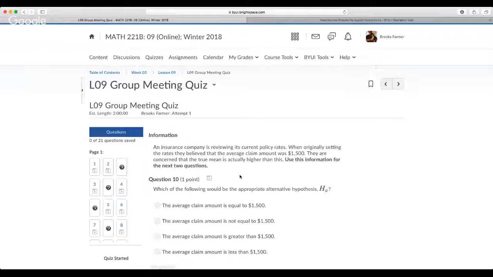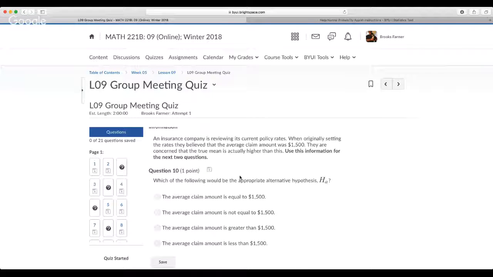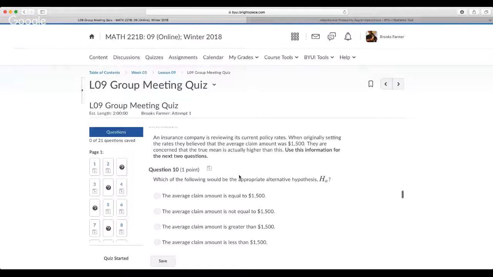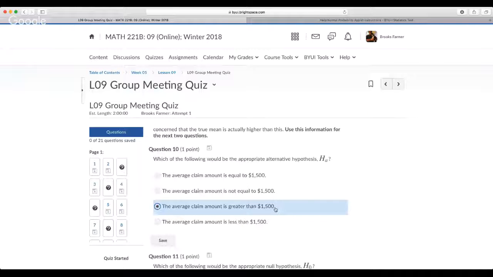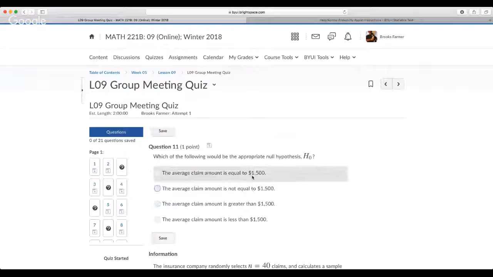I'll read this section. An insurance company is reviewing its current policy rates. When originally setting the rates, they believed the average claim amount was $1,500. They are concerned the true mean is actually higher than this. Before we figure out the alternative, we need to figure out what the null is. The null is 1500, which means that if they think it's higher, then we're going to say C, the average claim amount is greater. That makes sense. And then 11 is what we talked about: the null is always an equal sign.